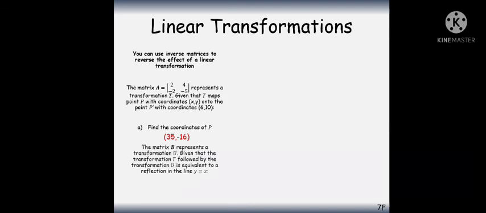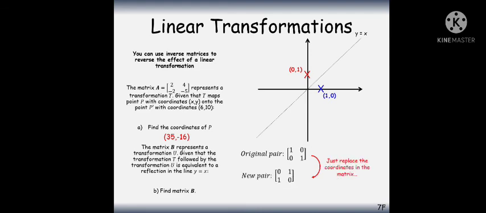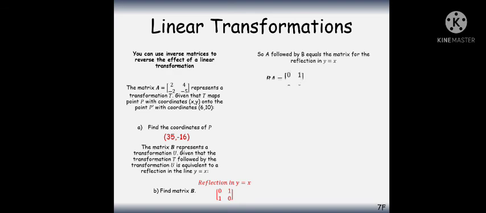Matrix B represents the transformation U, given that the transformation T followed by the transformation U is equivalent to a reflection in the line y equals x. Find the matrix B. Well, on the base unit vectors, they will switch. So we get 0, 1, 1, 0. So this is a reflection in the line y equals x.